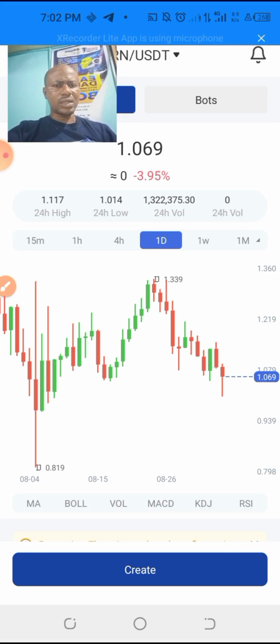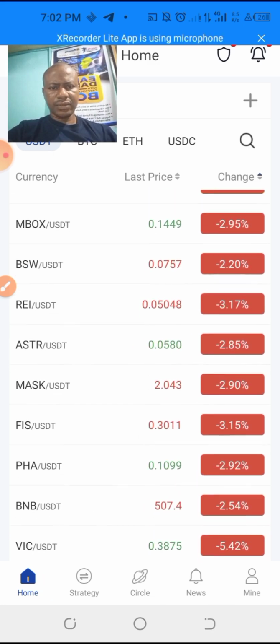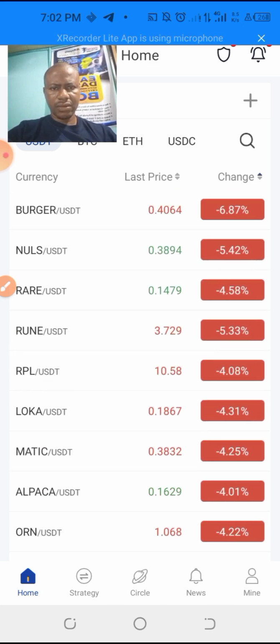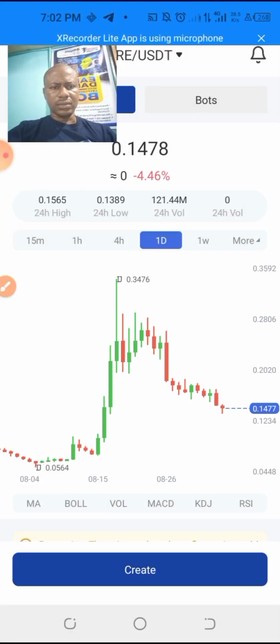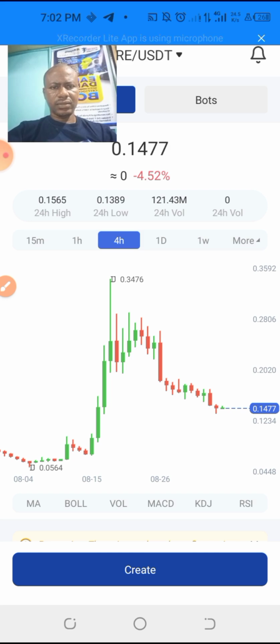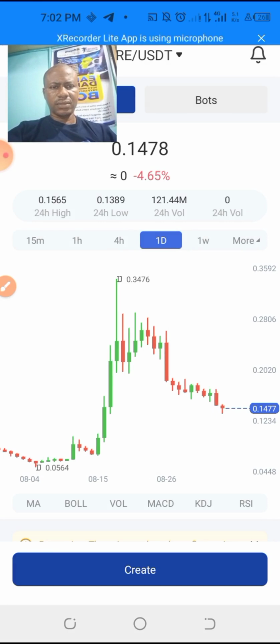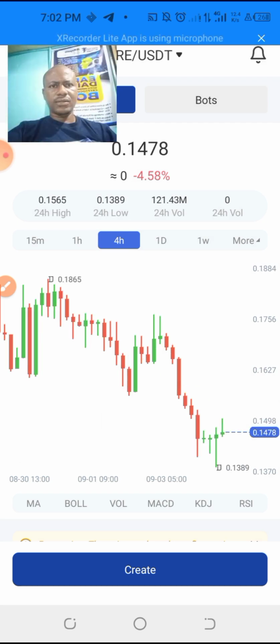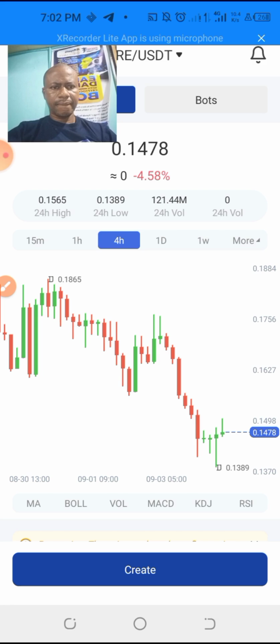Let me check another coin I saw. Rare. So that coin, rare. Okay, this coin. I can't enter this coin. 4 hours. It's on a downtrend. Okay, I can enter this coin.